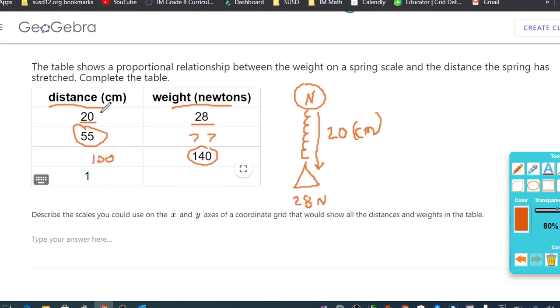And then one more. When the spring is stretched 1 centimeter, how many newtons is it? How many newtons of force?